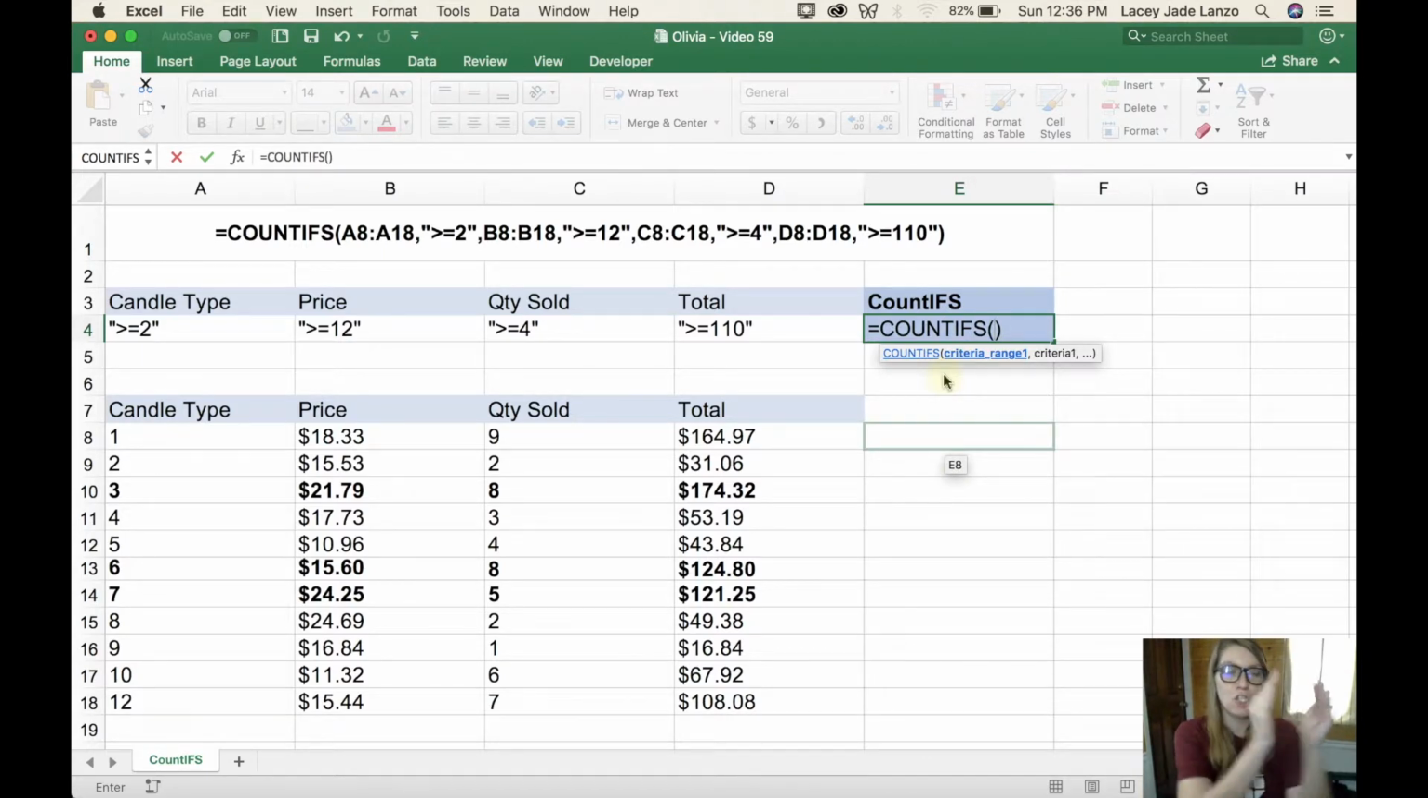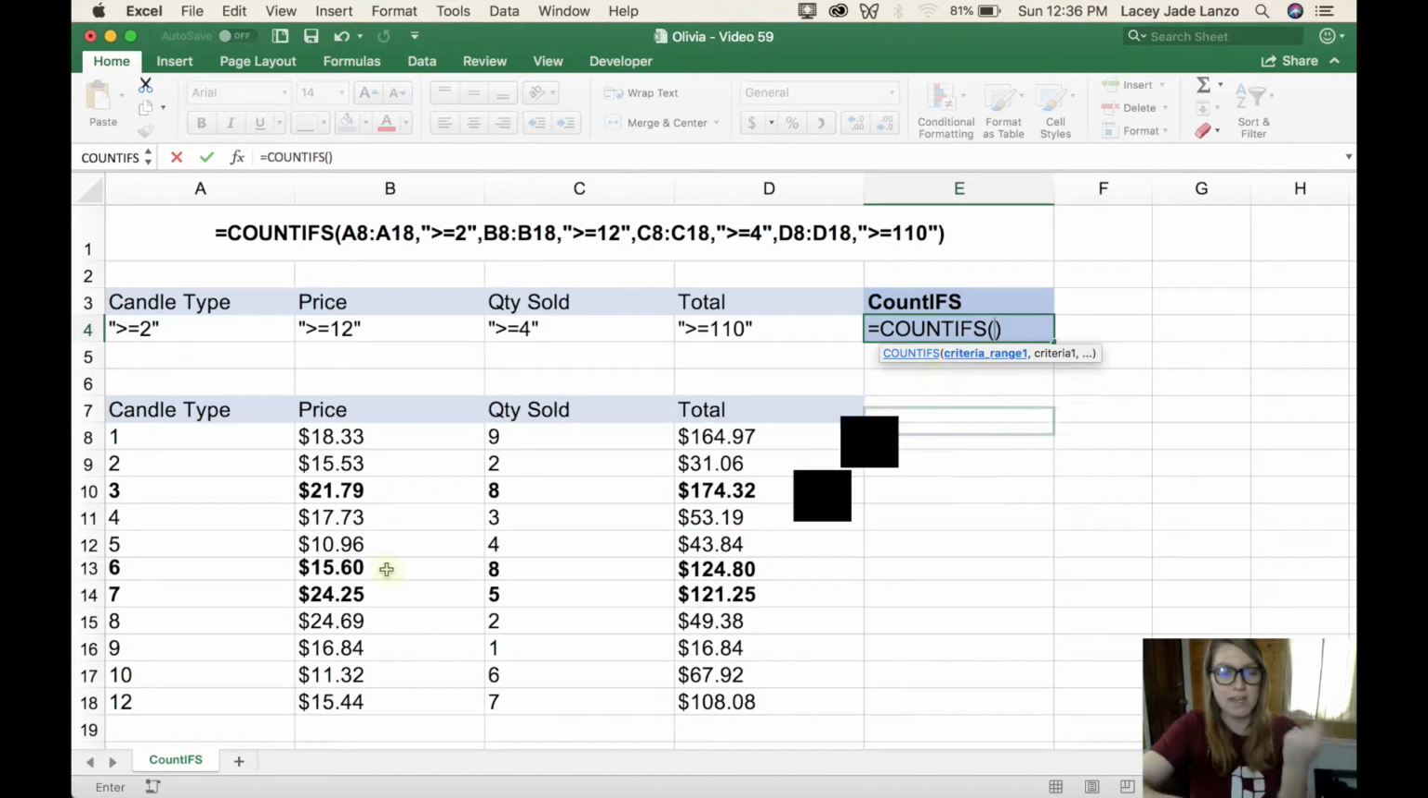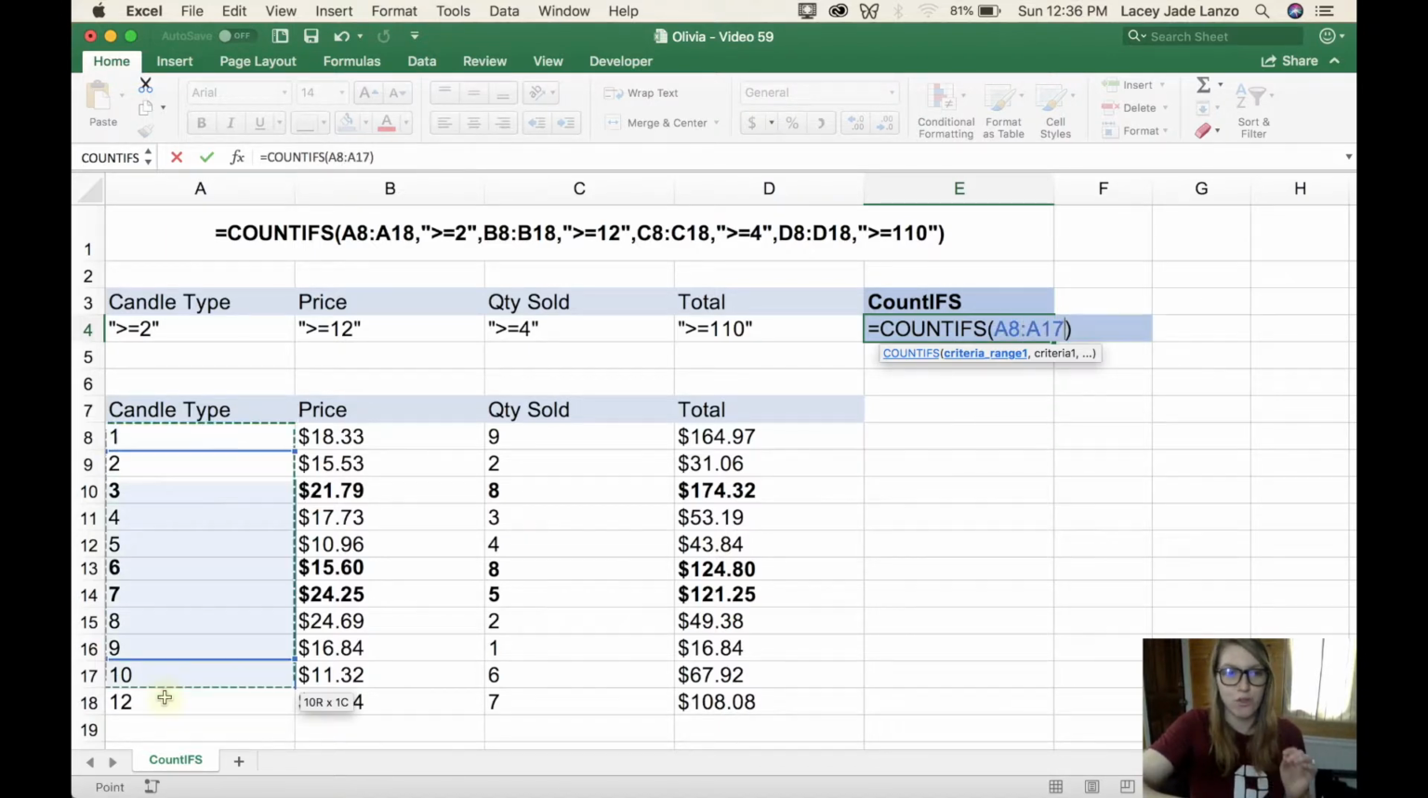The criteria range, where we are looking for this data, and criteria, what data are we looking for? And that's what it's going to be broken up into for every single one of these sets of data. So criteria range number 1 is going to be A8, cell A8 through cell A18. That is our criteria range. This is the first location of where we are going to look for our data.